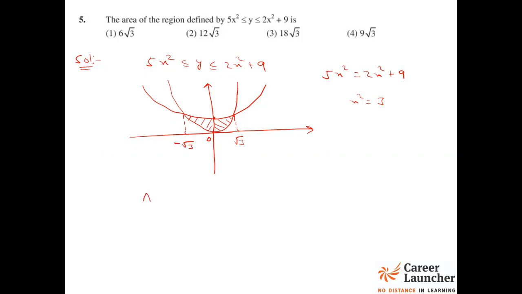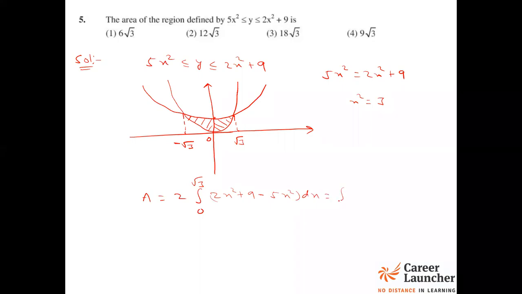Now we need to find the area enclosed in between the two graphs. As I said, it will be 2 times the area on the right hand side. So how to find the area enclosed? 0 to root 3. It will be the value of y of the upper graph minus the value of y of the lower graph. So what's the value of y for the upper graph? It will be 2x square plus 9, minus the value of y for the lower graph, which will be 5x square.